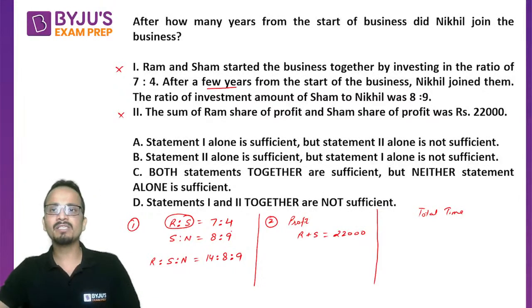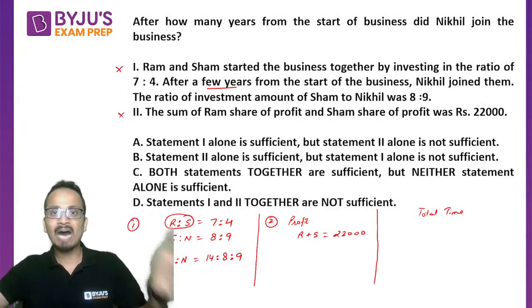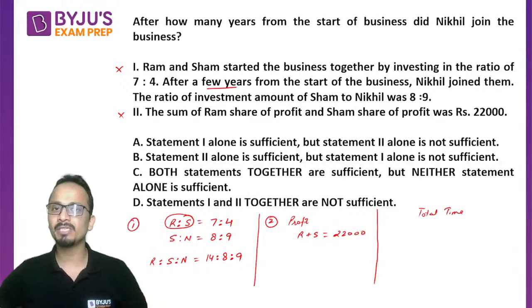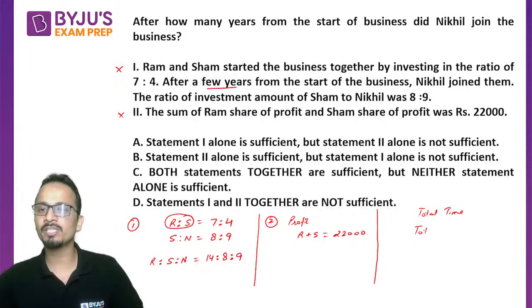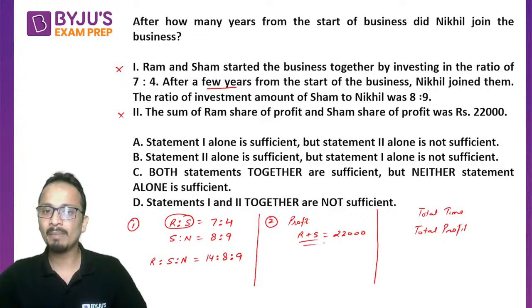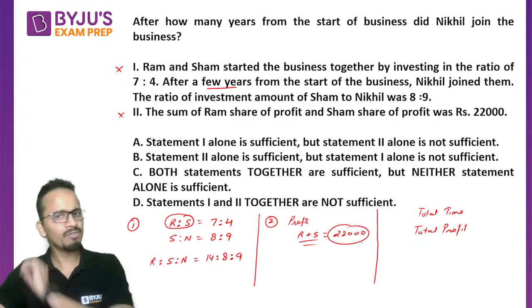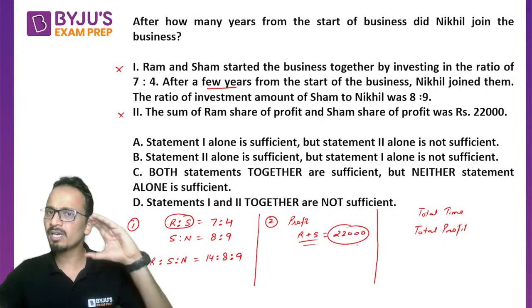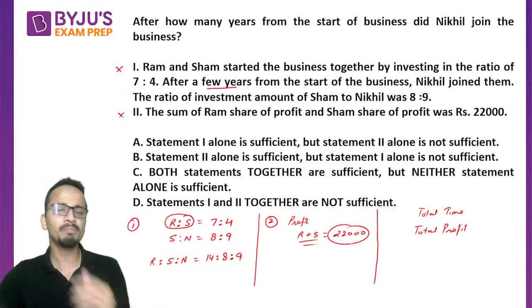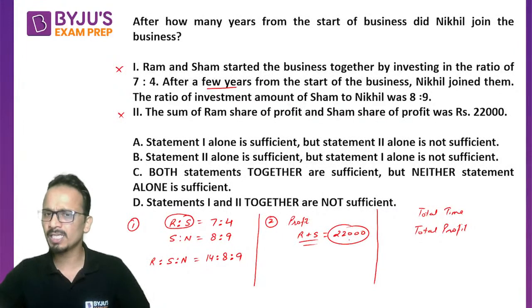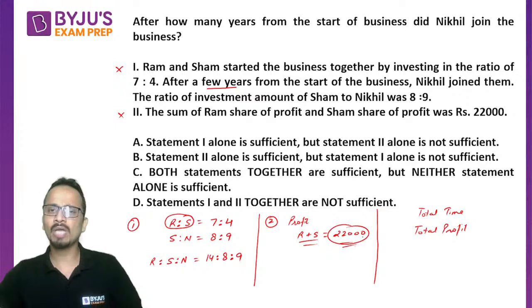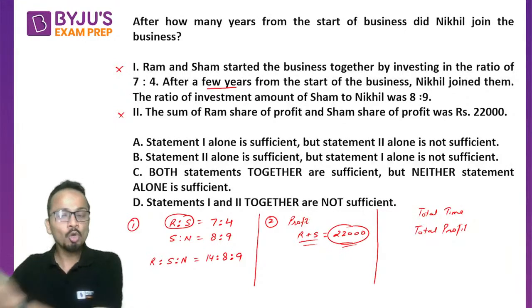After some years, Nikhil joined, but for how long they all stayed in the business? This is also not given. Also, the total profit is not given, because Ram and Sham got 22,000. Fine. If I even take Ram and Sham as a single entity, because दोनों ने एक साथ start किया है, fine, they have got 22,000.